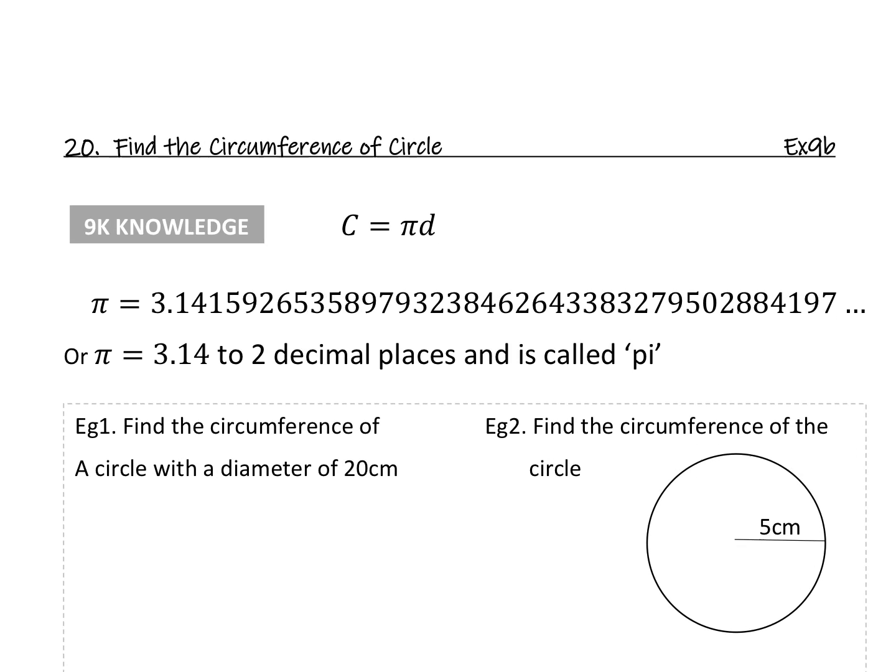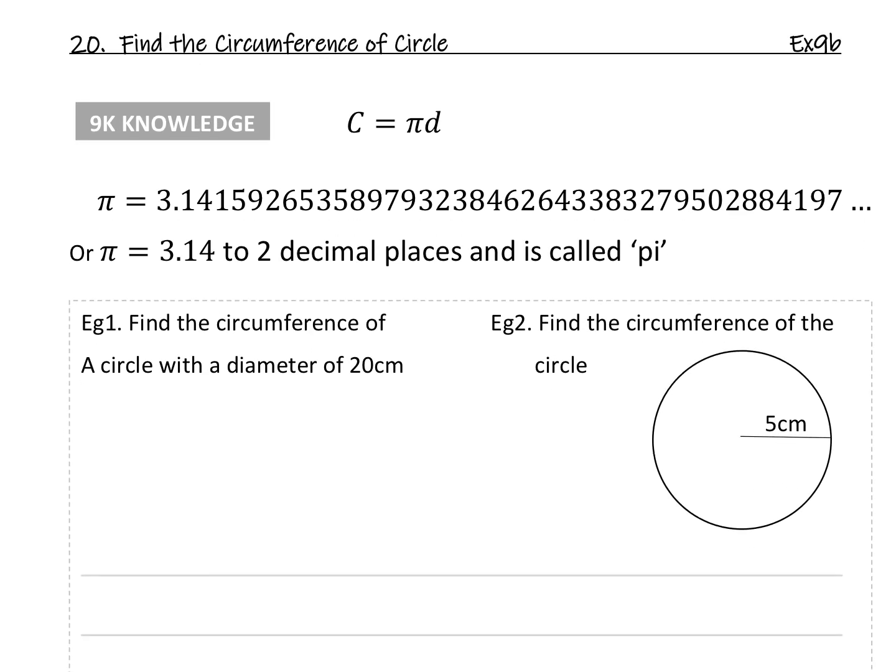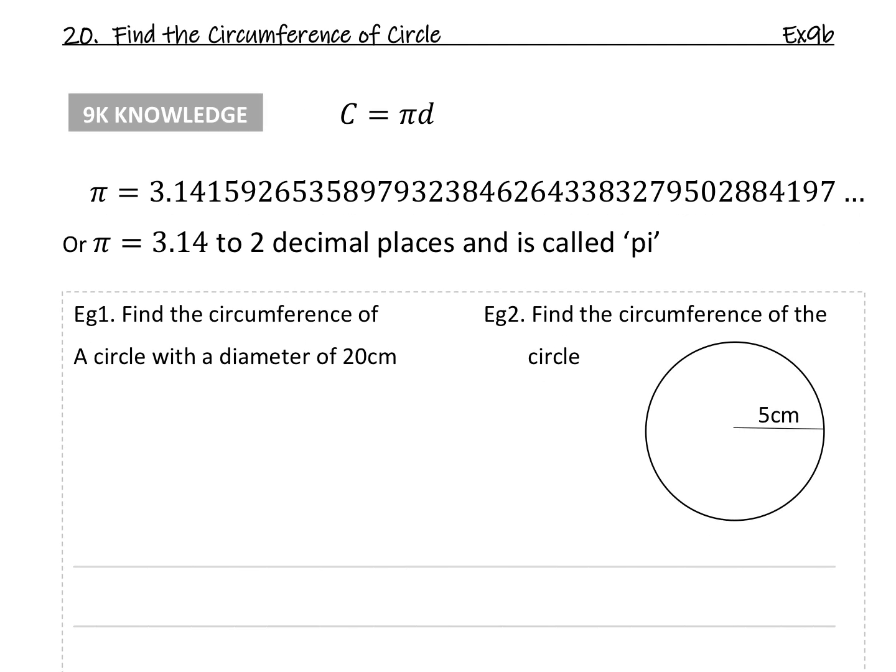Finding the circumference of a circle. Pause the video and write down how to find the circumference of a circle. Well, to find the circumference of a circle, what you have to do is multiply the diameter by pi.